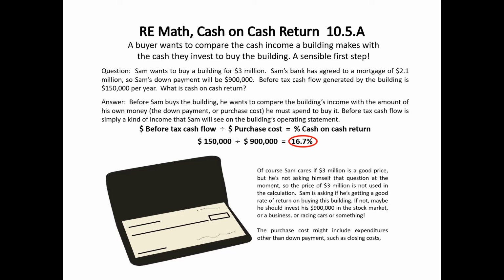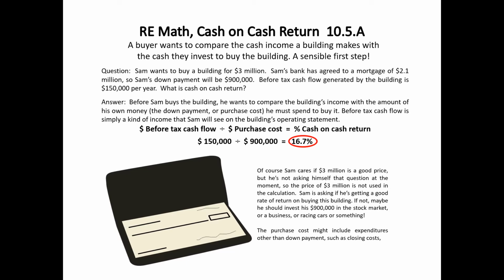Now, a buyer wants to compare the cash income a building makes with the cash they invest to buy the building. I mean, that strikes me as a very sensible first step, right? So let's look at the question, and then we can analyze this a little bit more. Sam wants to buy a building for $3 million, and that's the price. Sam's bank has agreed to a mortgage of $2.1 million, so Sam's down payment will be $900,000.